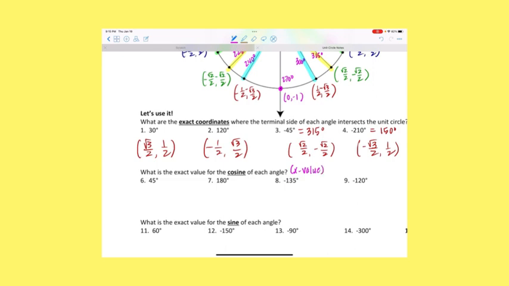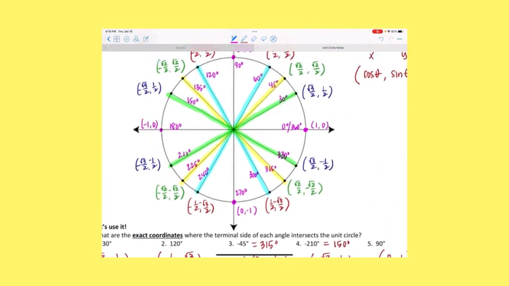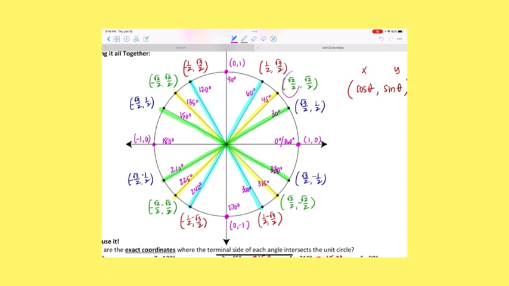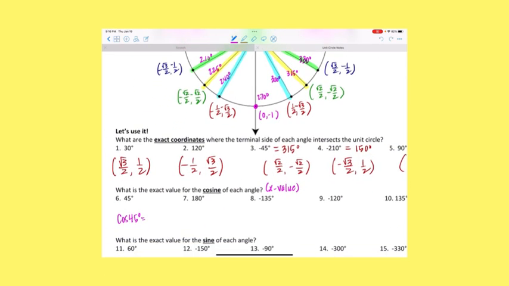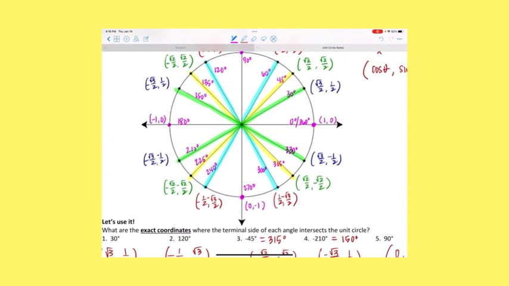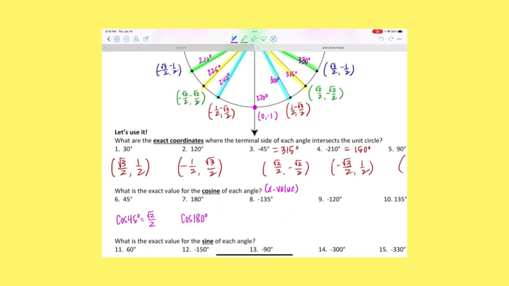So what's the exact value for the cosine of 45? So cosine of 45 degrees is going to equal, if I go to my 45-degree angle and pick out the x value, there it is. It's radical 2 over 2. So cosine of 45 is radical 2 over 2. If I said what's the cosine for 180 degrees? Again, I go to 180 degrees, pick out the x value, there it is. Cosine for 180 degrees is negative 1.